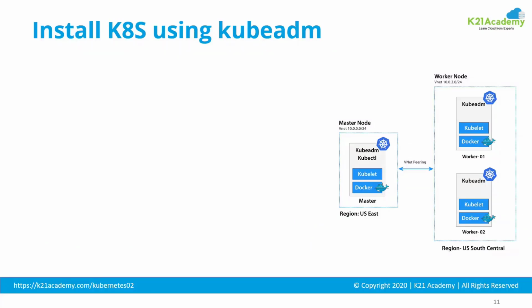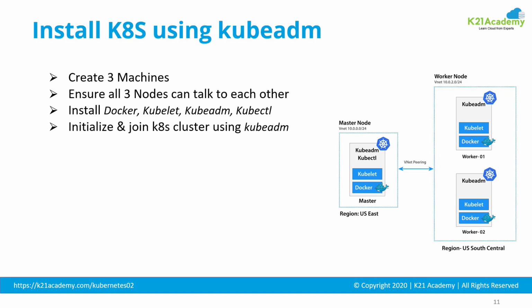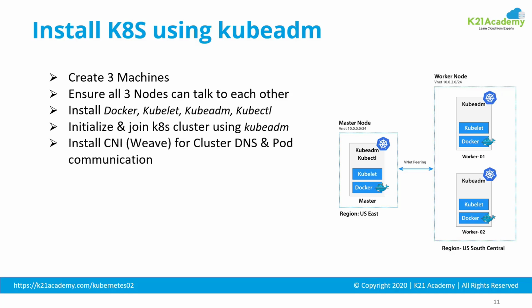Now let's begin with installing this Kubernetes. So as I said at the start, first we are going to create 3 machines, and then we'll be making sure that all these 3 nodes can talk to each other. Then we'll install the software Docker, Kubelet, Kubeadm, Kubectl, initialize the Kubernetes cluster using Kubeadm, and then join my worker nodes onto this Kubeadm. We'll then install the cluster-wide CNI, so my nodes can talk to each other on a Kubernetes cluster, including setting up my DNS server. And finally, I'll check my node status and pod status.